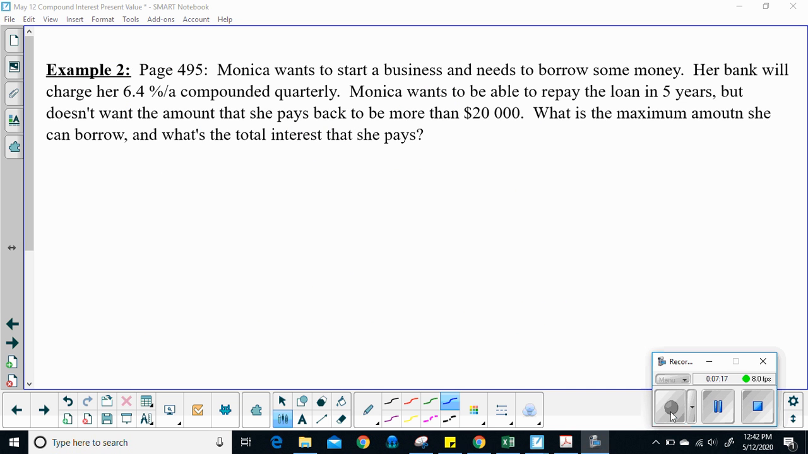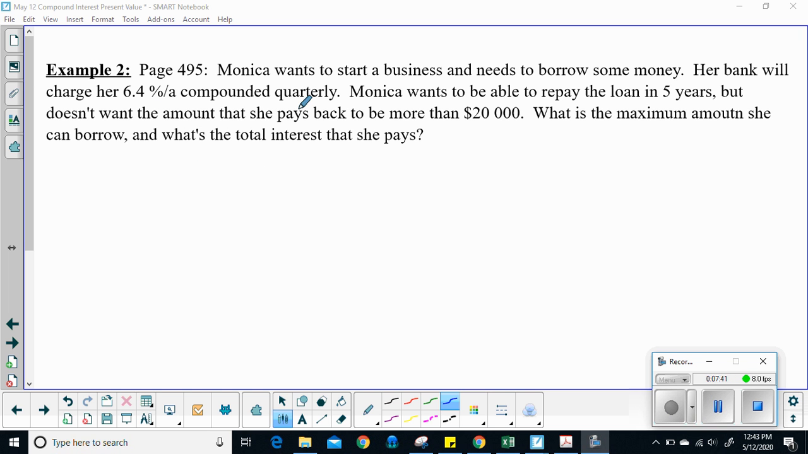Okay, let's do another example. So here, Monica wants to start a business and needs to borrow some money. Her bank will charge her 6.4% per annum compounded quarterly. Monica wants to be able to repay the loan in 5 years, but she doesn't want the amount that she pays back to be more than 20,000. So she's already figured out the maximum she can afford. What is the maximum amount she can borrow, and what's the total interest that she pays?